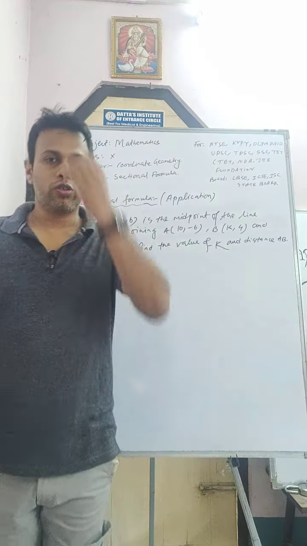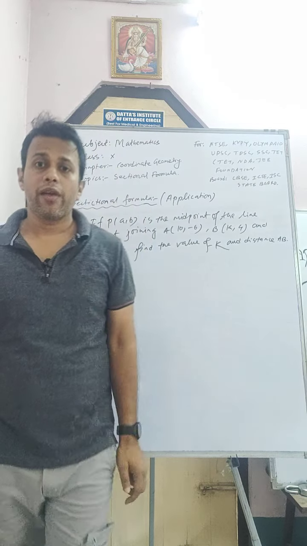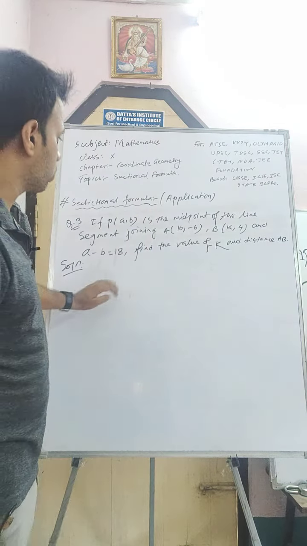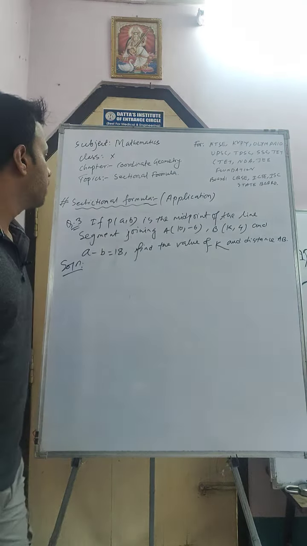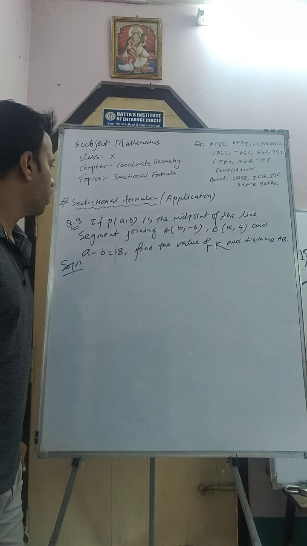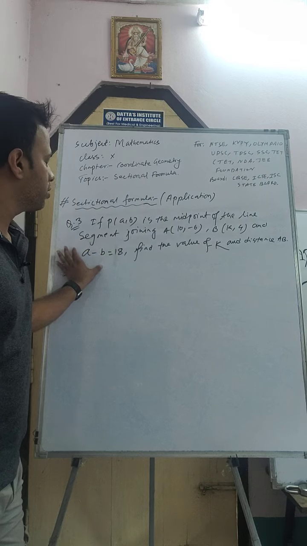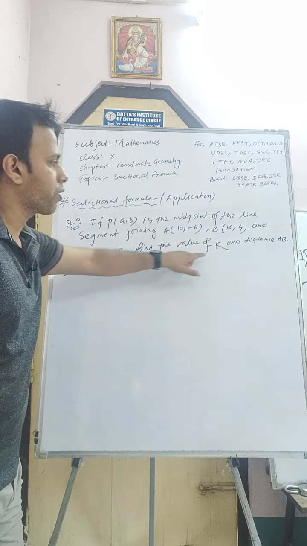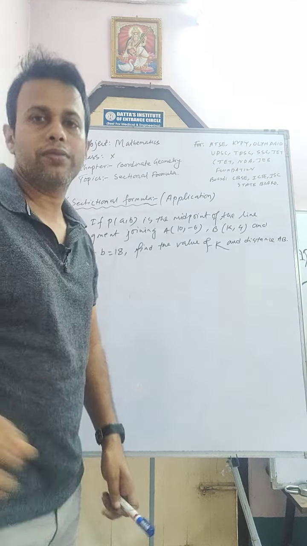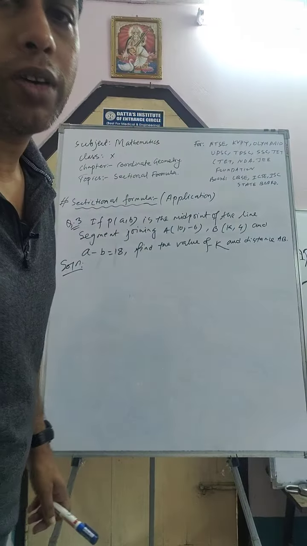So the next question on application of the section formula is like this: if P(a, b) is the midpoint of the line segment joining A and B, and a minus b equal to 18, then we have to find the value of k, and the distance AB. Okay, the distance AB is what we have to find out.